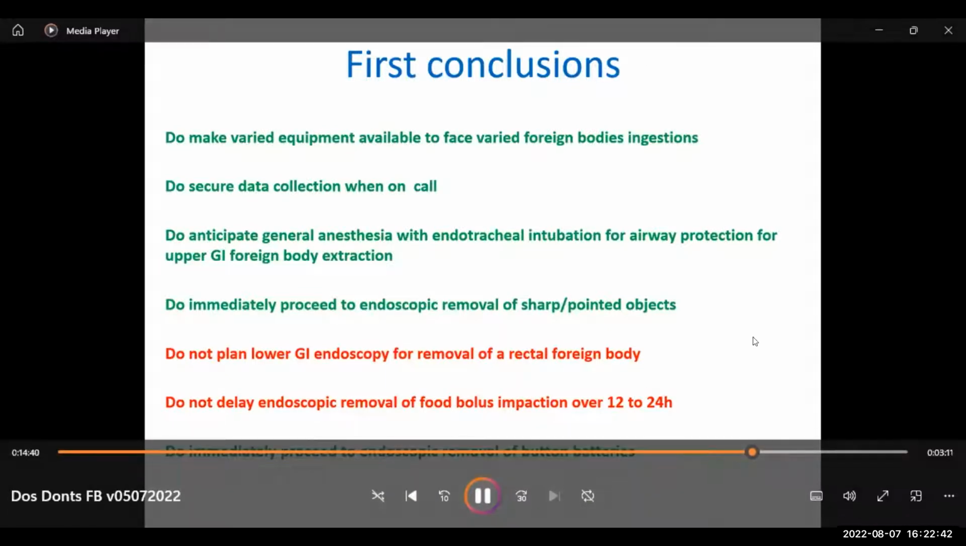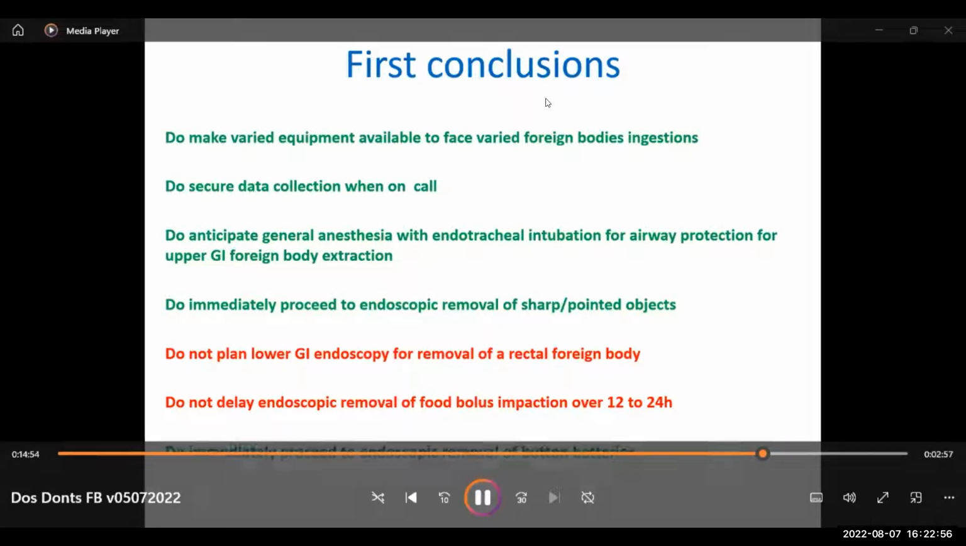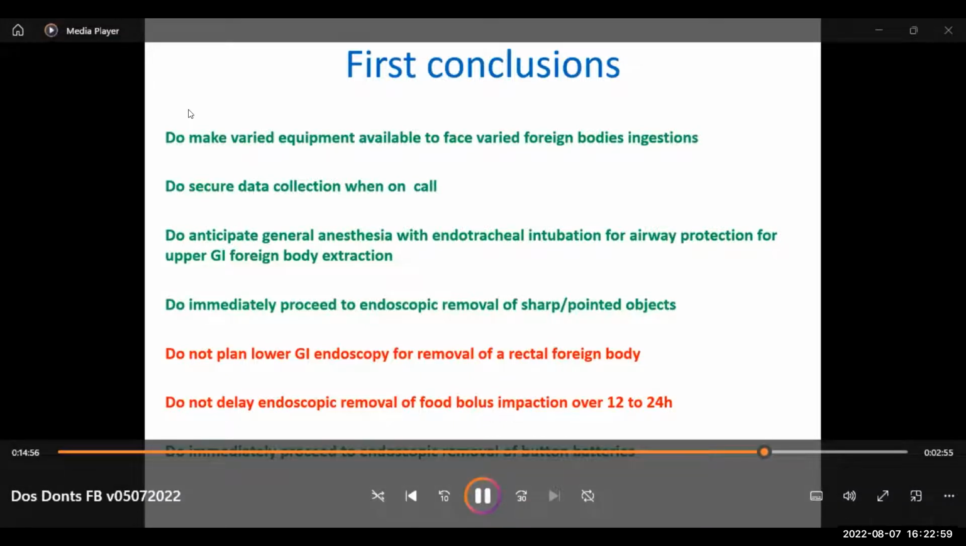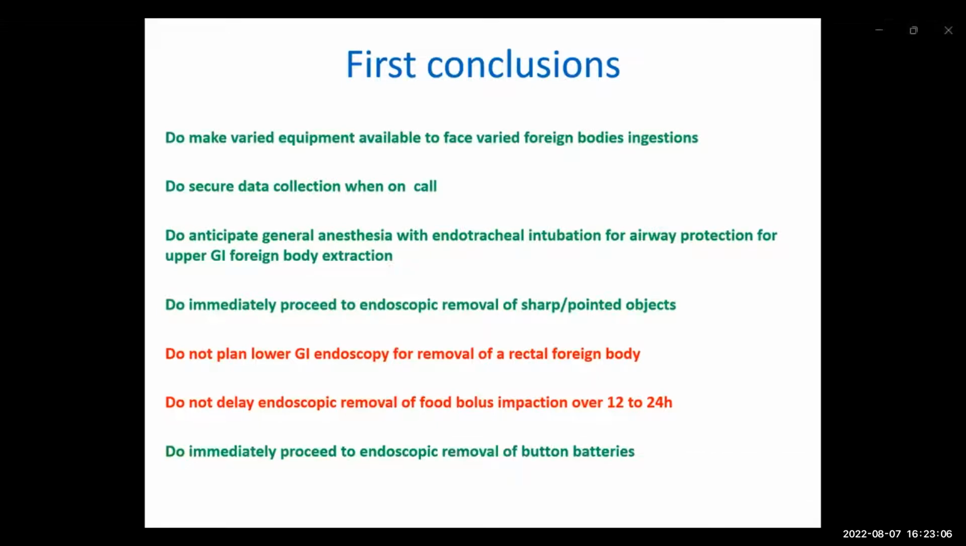Do anticipate general anesthesia with endotracheal intubation for airway protection, for upper GI foreign body extraction. Do immediately proceed to endoscopic removal of sharp or pointed objects. Do not plan endoscopy for removal of a rectal foreign body. Do not delay endoscopic removal of food bolus impactions over 12 to 24 hours. Do immediately proceed to endoscopic removal of button batteries.